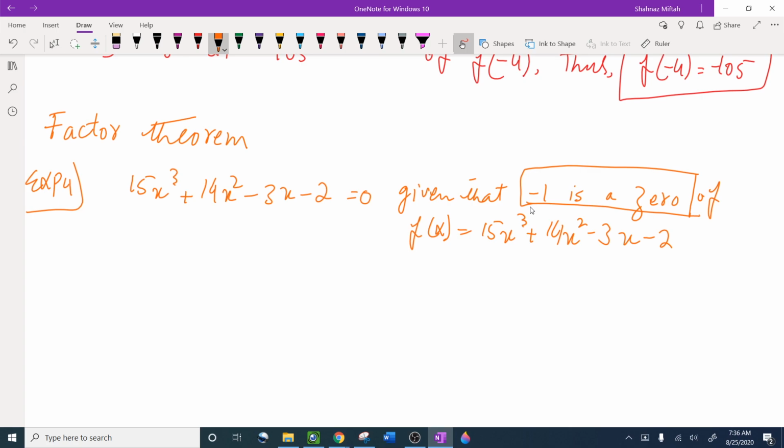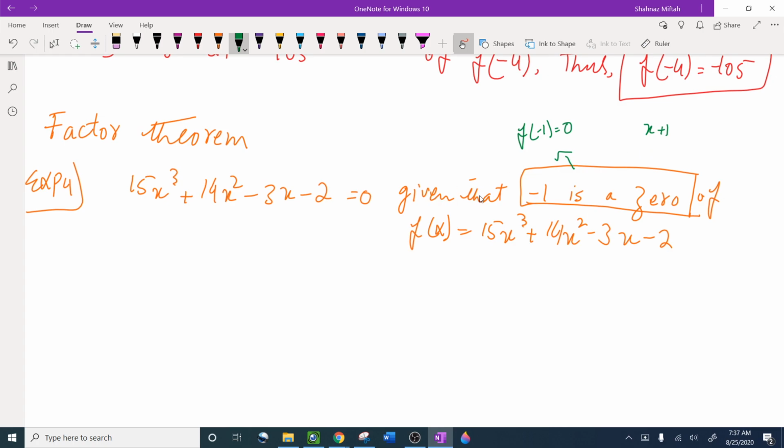of the function. This means, I'm going to use a different color, this means f -1 is equal to 0. If x is -1, then y is 0. Because f -1 is equal to 0, the factor theorem tells us that x plus 1 is a factor of f of x. And we will use synthetic division again to divide f of x by x plus 1.